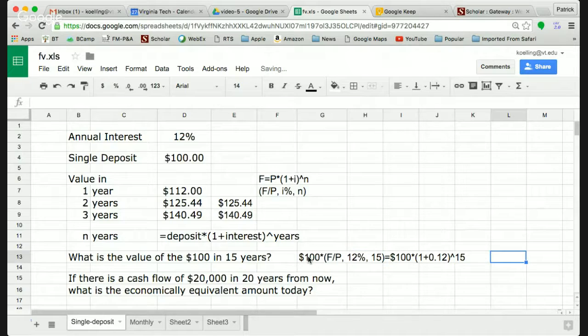And let's go ahead and get that answer. What is that? That's 100 times 1 plus I to the 15th. I've made a mistake in my equation. There we go. $547 and something. That brings me to formatting.